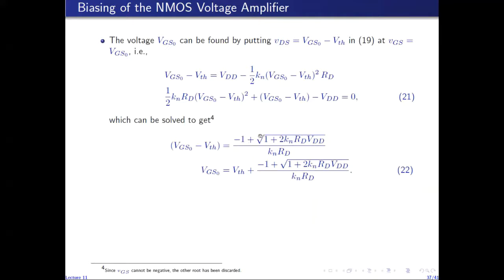This is one of the roots of this quadratic equation. The other solution gives us a negative sign here, which would mean that the gate to source voltage is smaller than the threshold voltage. But that is not true, the device is conducting. So we discard the other solution because it is erroneous. Using this solution, we can find capital VGS naught as the sum of V threshold and this term, and capital VDS naught is given by this expression.